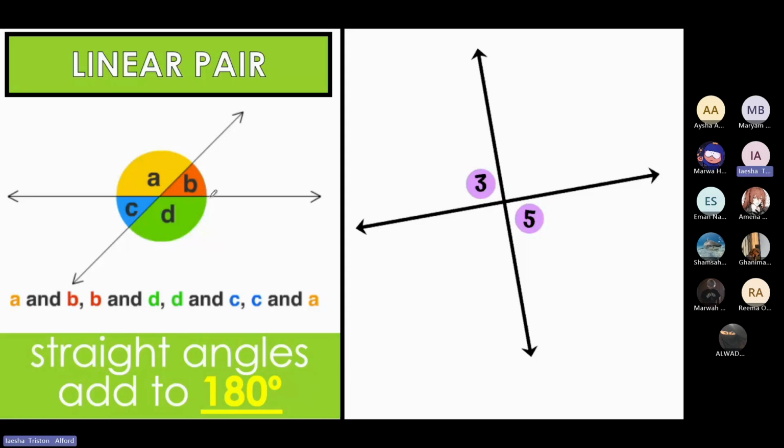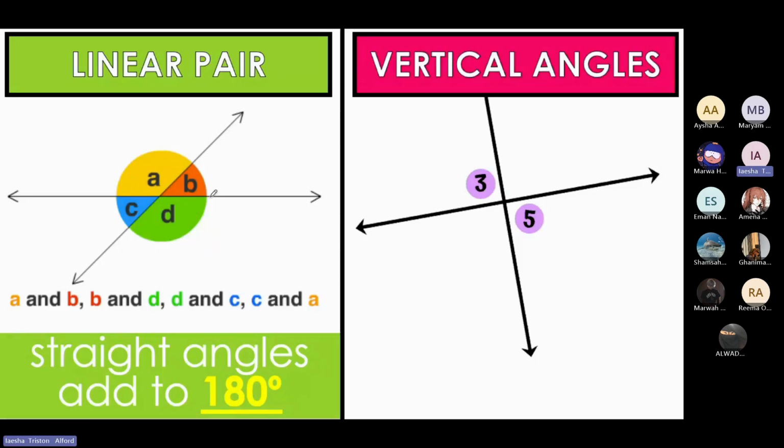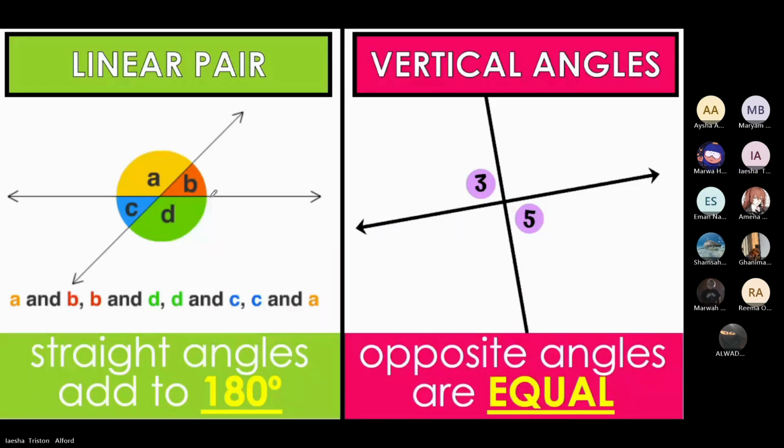3 and 5, it has a name. Vertical. What kind of angle is vertical? Not right angle. What do you know about vertical angle? Equal. And opposite. So opposite angles are equal. Fine? That's the two vocab you need to start with.